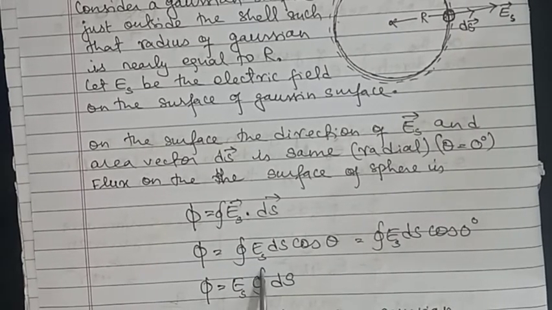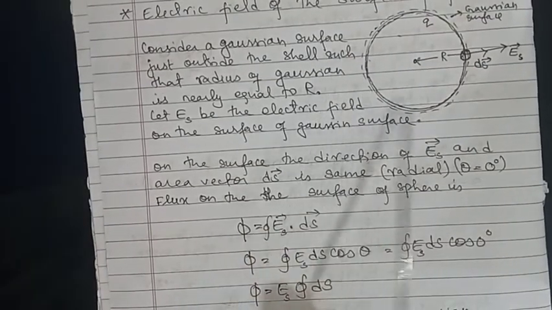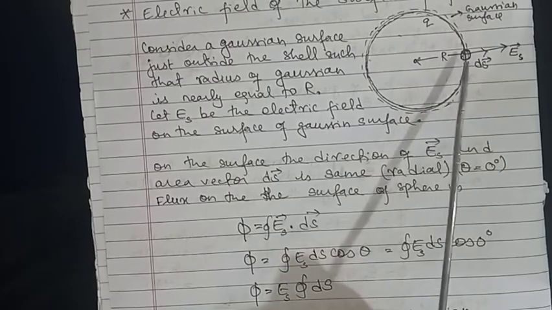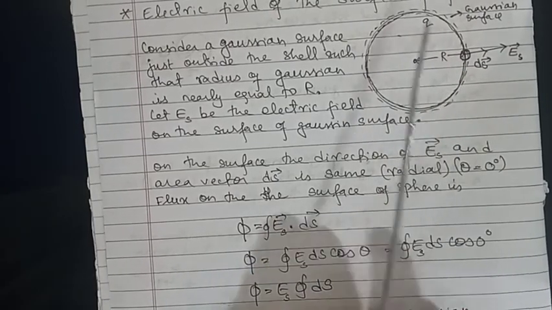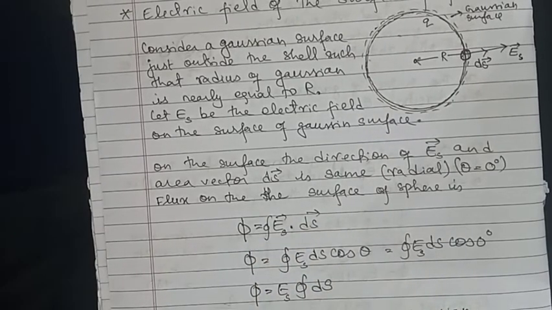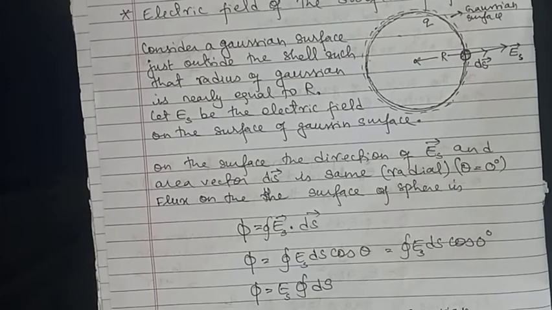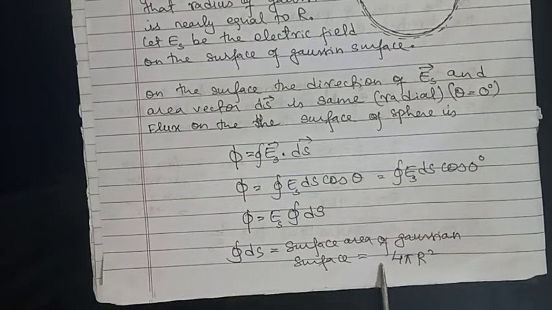So Es integration of dS is the flux through this surface. Now I have to find the flux through the whole surface, so for that I have to do the integration. When I integrate this dS, I will get the area of the sphere. This we have already discussed in our previous case. So I can directly write integration of dS is equal to the surface area of the Gaussian surface, which is 4 pi r square.